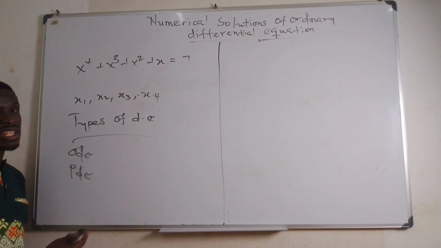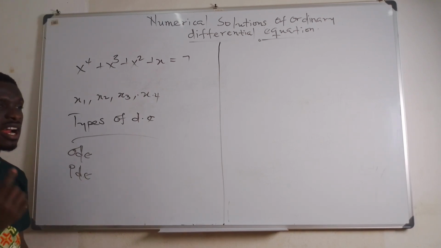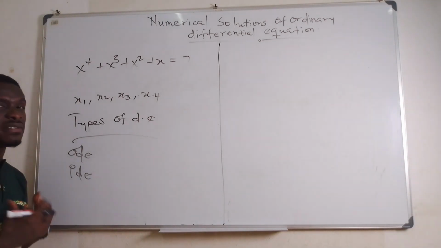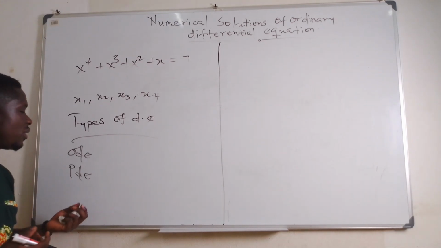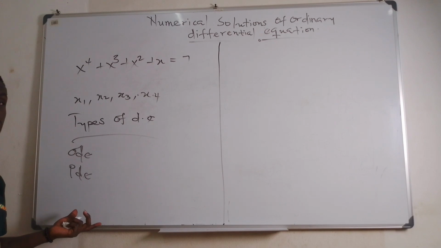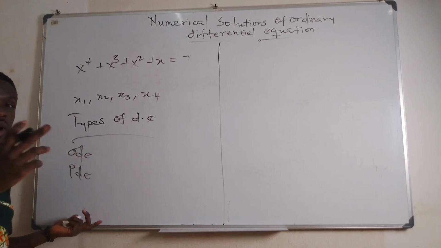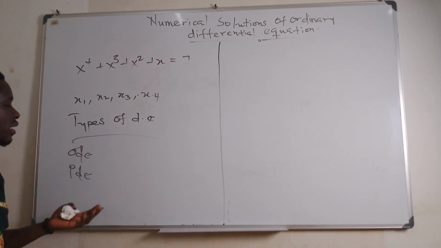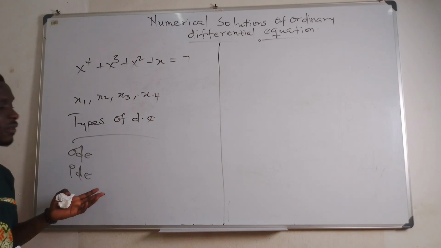This is an equation that has one independent variable. So every ODE has one independent variable. But PDE has more than one independent variable, that is 1, 2, 3. That is for PDE. Very good.